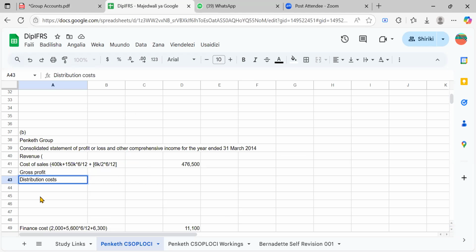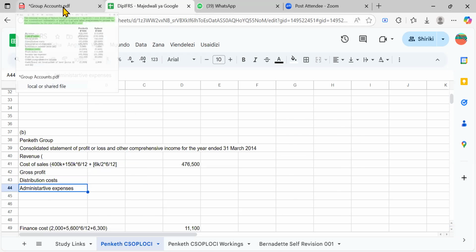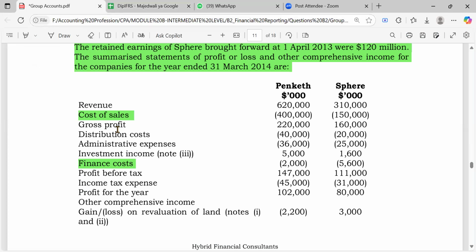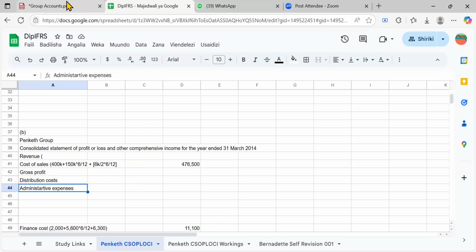Distribution costs and then administrative expenses, right? Okay. I think we are at the point that we need, whenever we copy the figure there, to mark and say, okay, update with this. I'm just trying to show you that you can deal with what you have, right? Yes, sir. That's what I'm trying to show you.